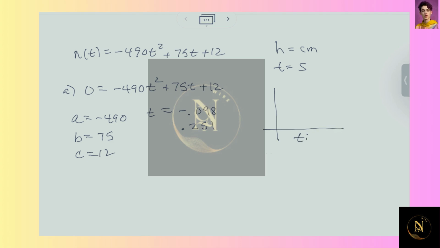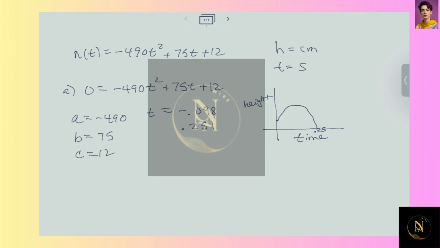So here's time and here's height. So remember, he's not starting on the ground. He's starting at 12 centimeters. And then he's going to go up, and then he's going to come down. And what this result is telling us is that at about a quarter of a second, so 0.25 seconds, he's already going to be on the ground.